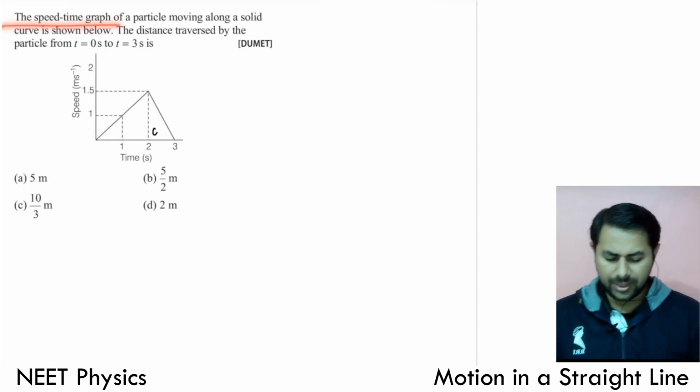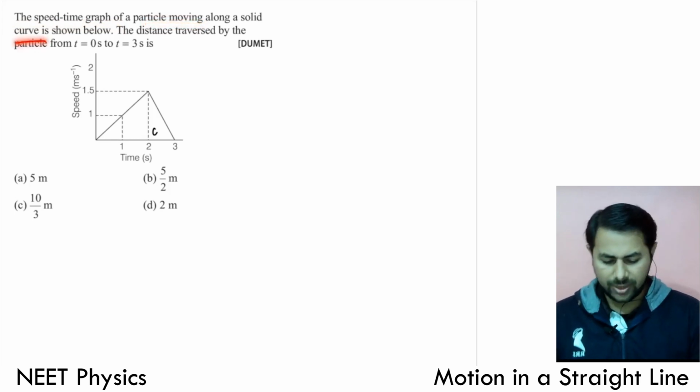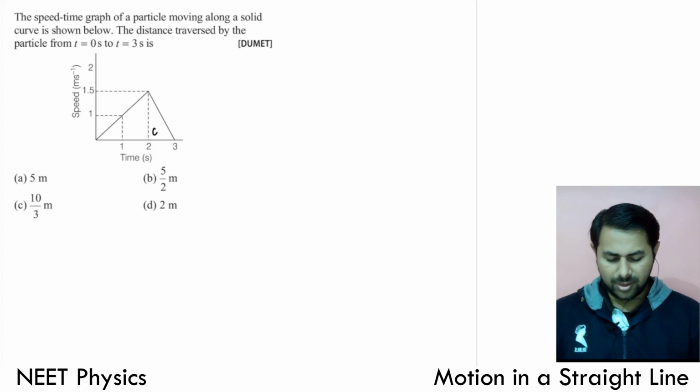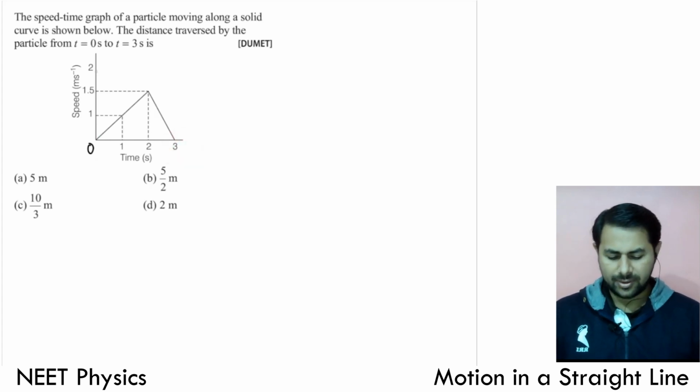The speed time graph of a particle moving along a solid curve is shown below. Okay, speed time graph is shown below. The distance traveled by the particle from t equal to 0 to t equal to 3 seconds is, tell me, distance traveled from t equal to 0 from here to t equal to 3 seconds is. So this is a speed versus time graph. What will we do?